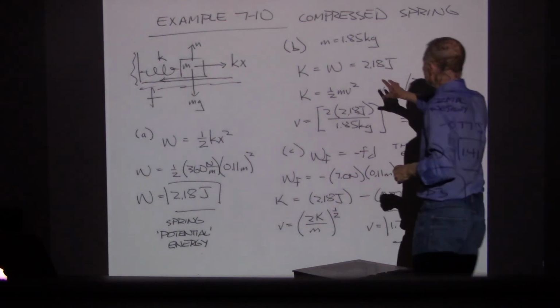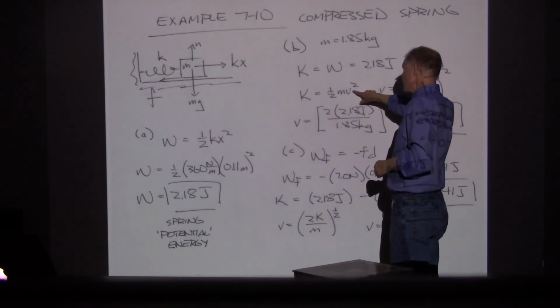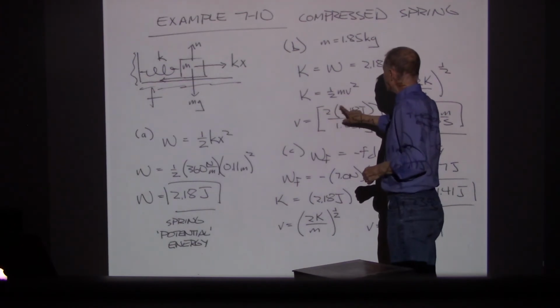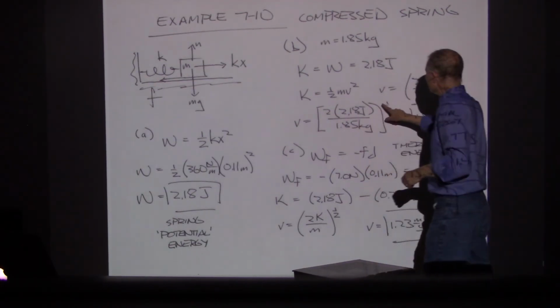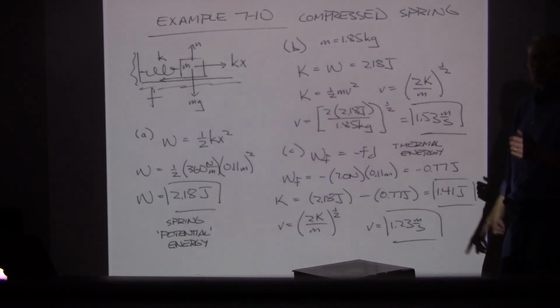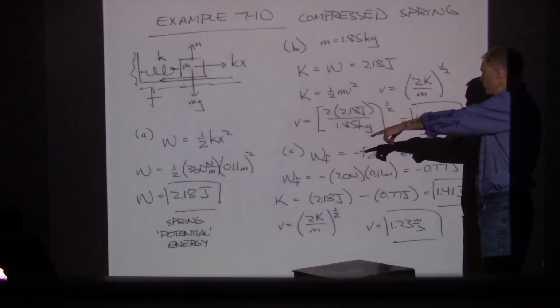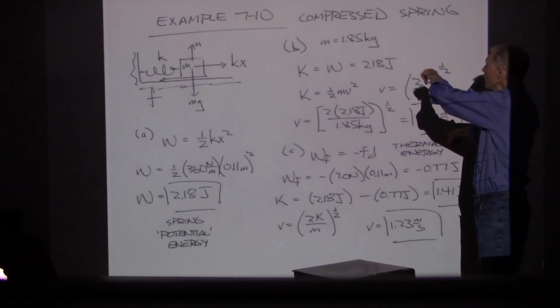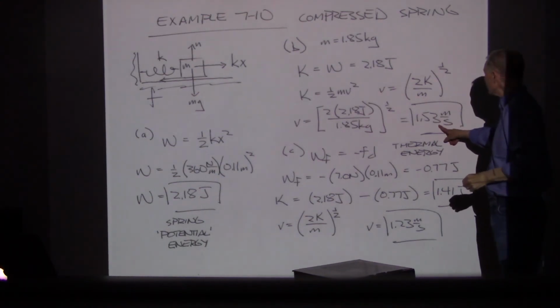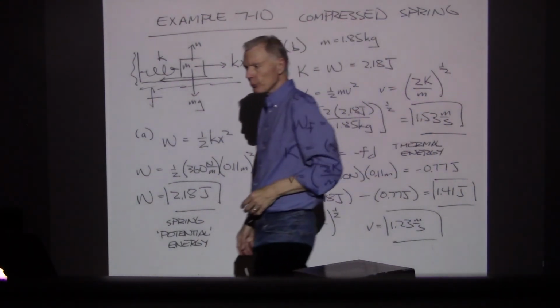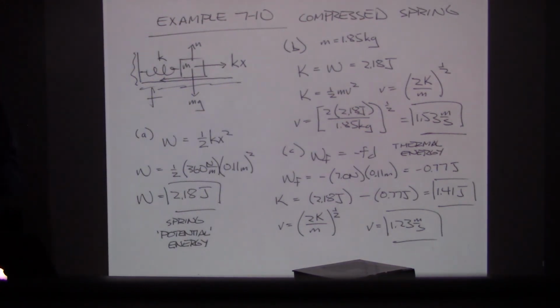So I can take this formula and solve it for v. When I solve it for v, it's the square root of 2 times k over m. Don't forget the square root sign. Putting all those numbers in, that's enough energy to take a 1.85 kilogram block and bring it up to a speed of 1.53 meters per second. So there you go. Energy transfer calculations into the spring, and then energy coming back out of the spring and being used to accelerate a block.